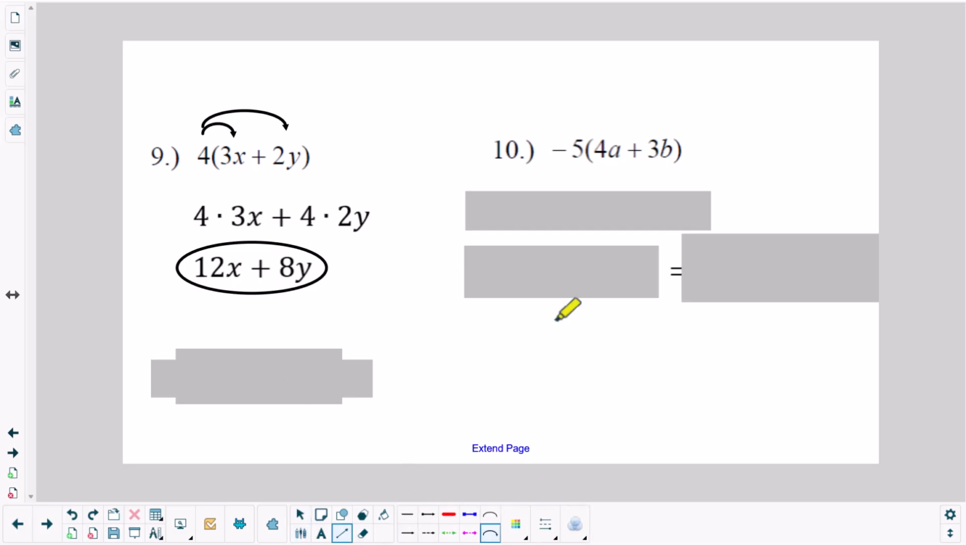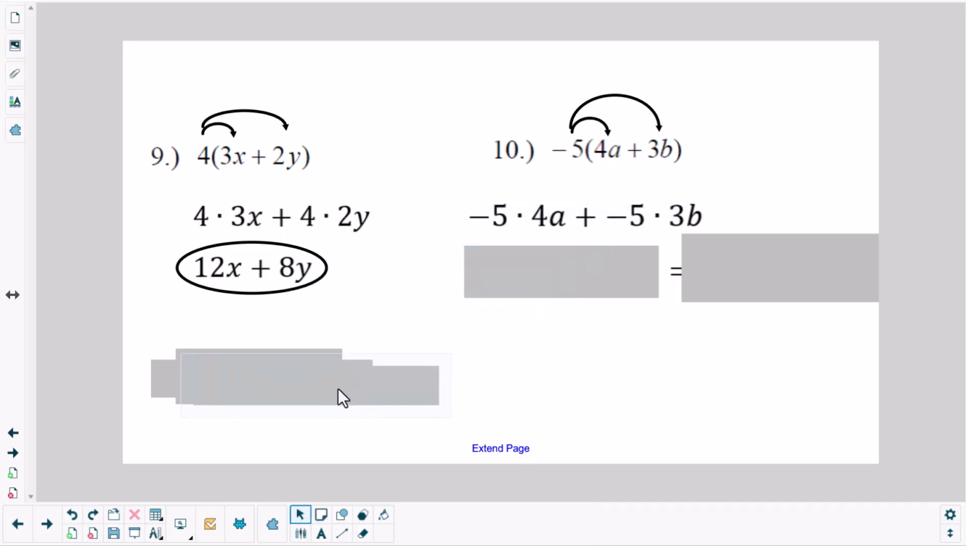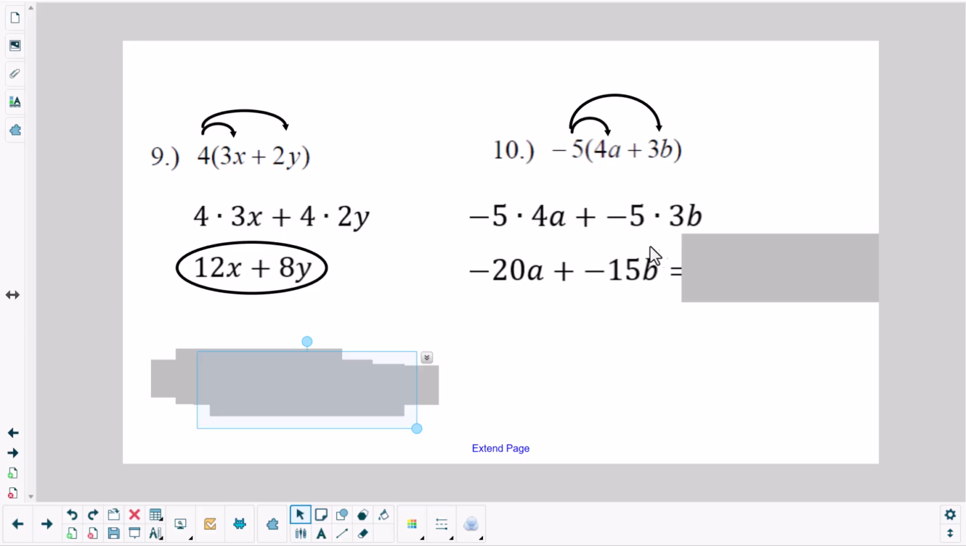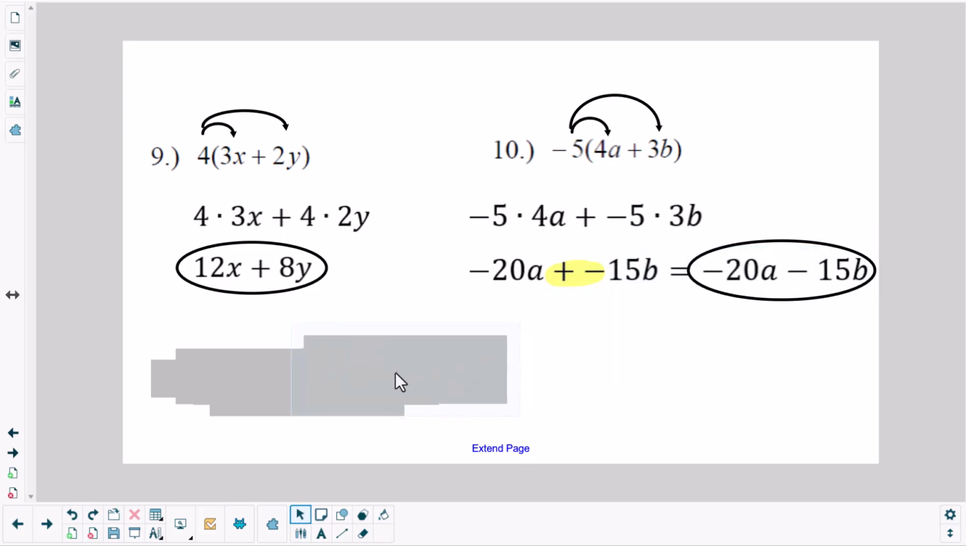In our next example, let's distribute this negative 5 to both the 4a and to the 3b. So we'll have negative 5 times 4a plus negative 5 times 3b. Negative 5 times 4a is negative 20a. Negative 5 times 3b is negative 15b. Again, since we have plus a negative between two things, we can rewrite that as subtraction. So we can rewrite this as negative 20a minus 15b.